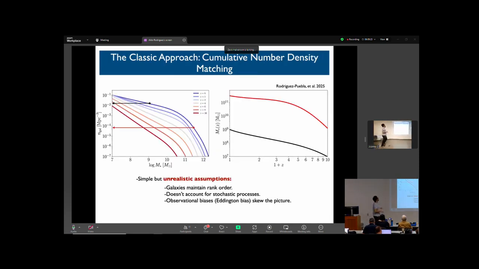So there is this cumulative number density matching, in which you pick up, what I'm showing here now, the cumulative galaxy mass function and the stellar mass here. So you fix one number density, and you are connecting points here at the same number density, and that will give you a curved growth of the stellar mass. So that is the simple way to understand how galaxies are growing in the stellar mass function. However, this is a very unrealistic assumption, as we are assuming that galaxies are maintaining rank order in this figure, and it doesn't account for stochastic processes, and it's also biased due to observational bias, that is Eddington bias.